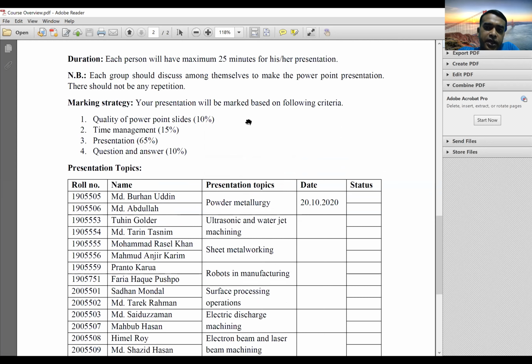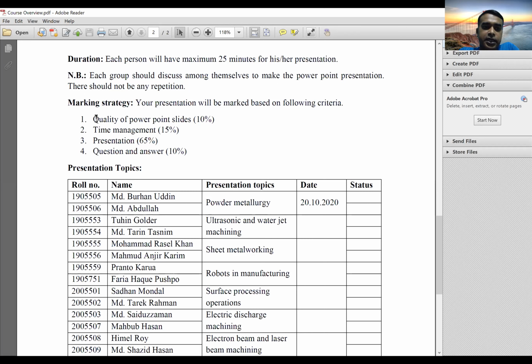So you have to prepare the presentation in such a way that since 2 persons are involved in one topic, you have to ensure that there is no duplication. You have to discuss among yourselves what topic will be included in your presentation. Or you can also share your presentations so that there is no repetition, and there will be a strict time of 25 minutes. There are also marks in time management.